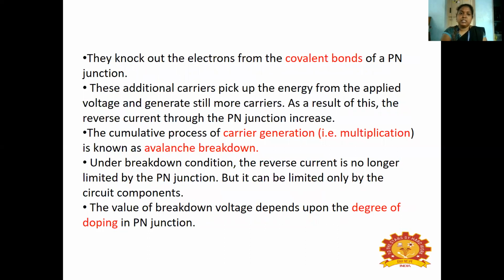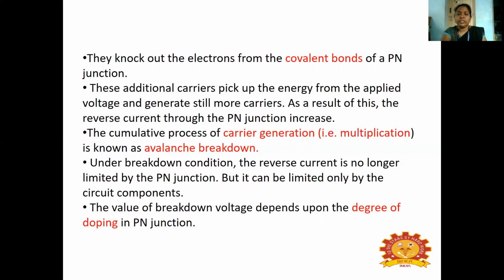As a result of this, the reverse current through the PN junction increases. The cumulative process of carrier generation, that is multiplication, is known as avalanche breakdown. Avalanche breakdown is due to the cumulative process of carrier generation, which we call multiplication, because you produce more and more electron and hole pairs. Under breakdown condition, the reverse current is no longer limited by the PN junction, but can be limited only by the circuit components.